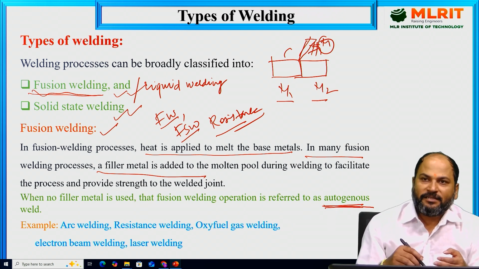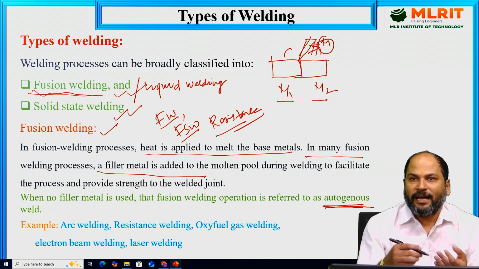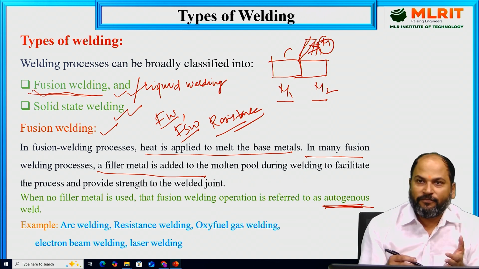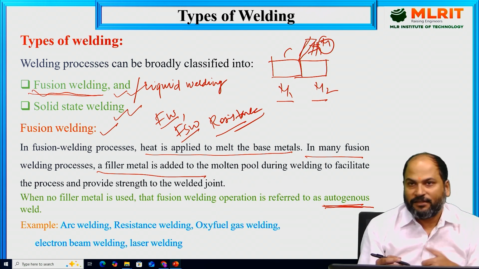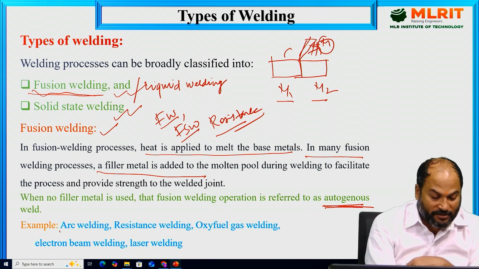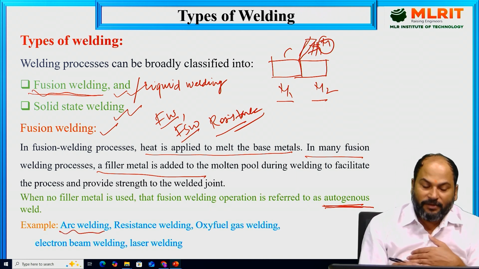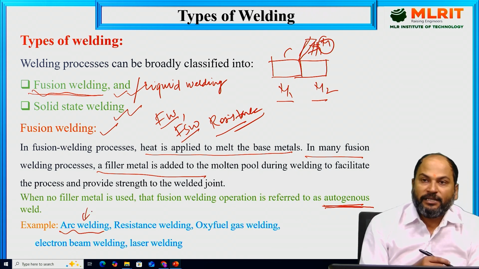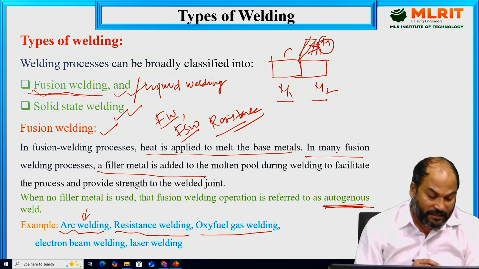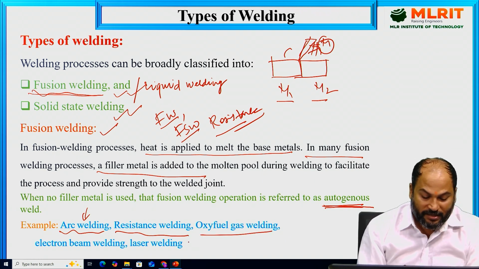Another classification is there. If we are using filler and it has the same nature as the base metal that we are going to join, it is known as a homogeneous process. And if the filler used is different from the parent metal, then it is known as a heterogeneous welding process. So here an example has been given. Arc welding, not all arc weldings, but in arc welding, filler is generally used. It may be consumable or non-consumable. Then resistance welding is there, oxy-fuel gas welding is there, electron beam welding is there, and laser welding is there.